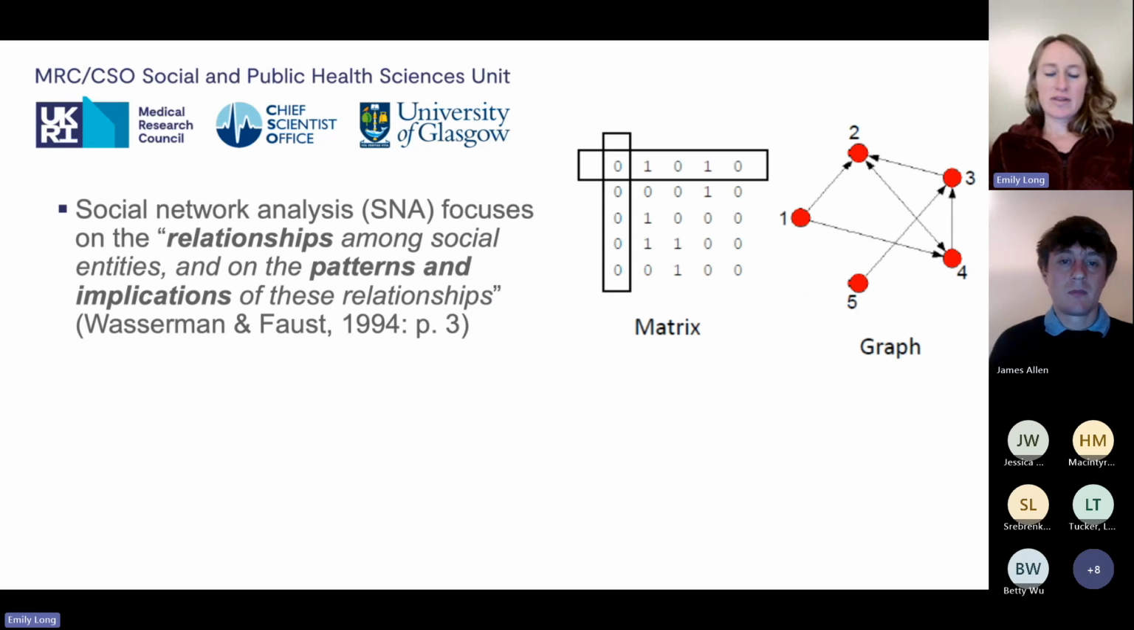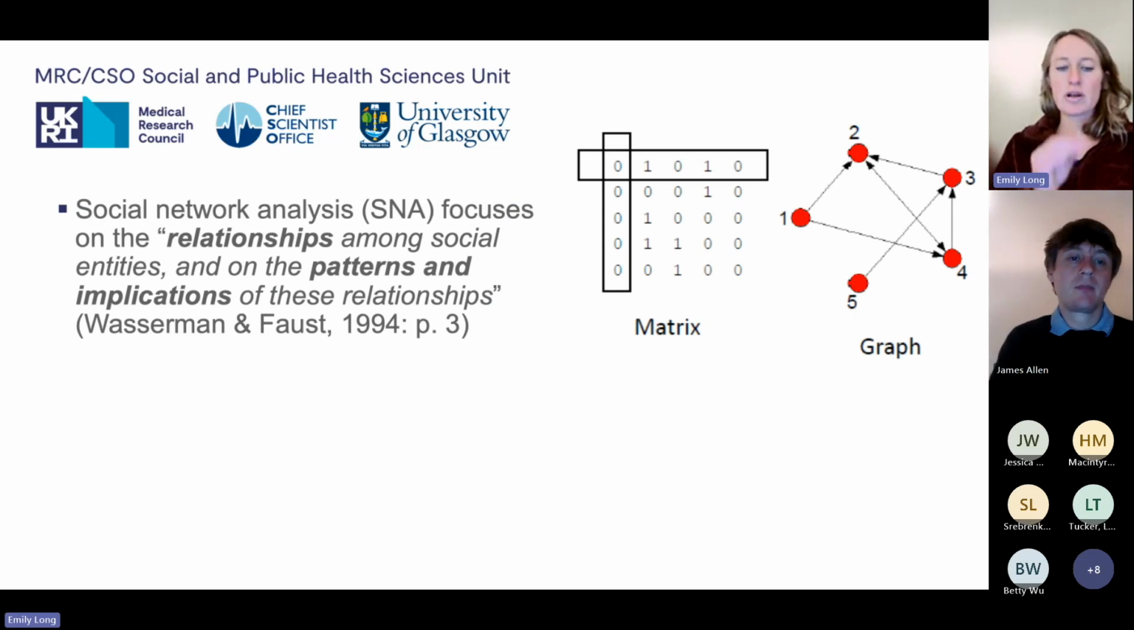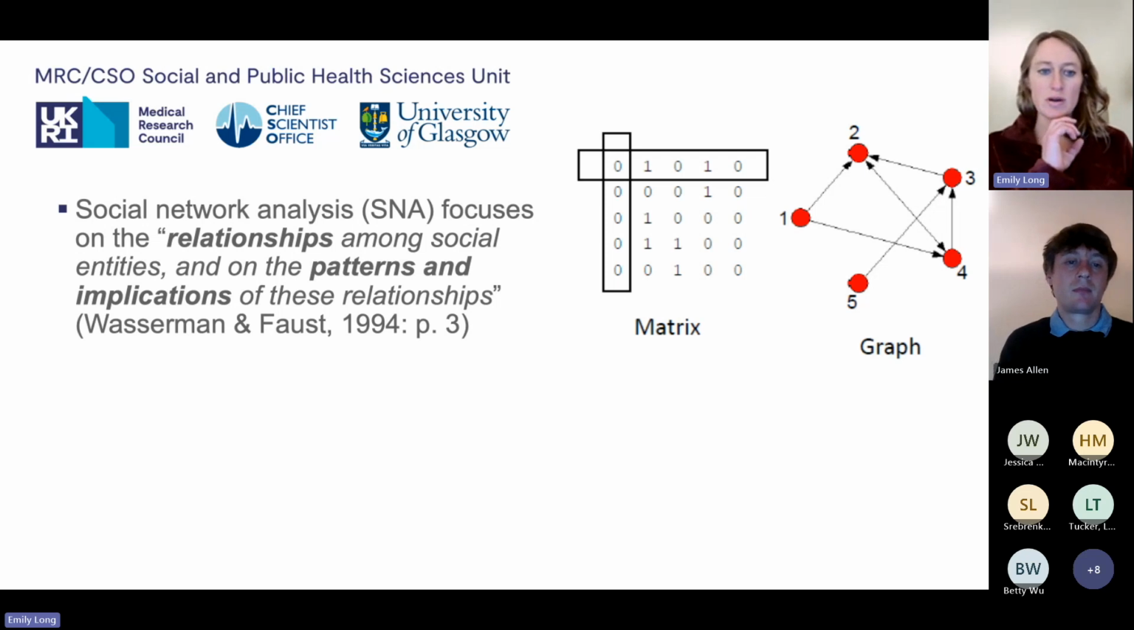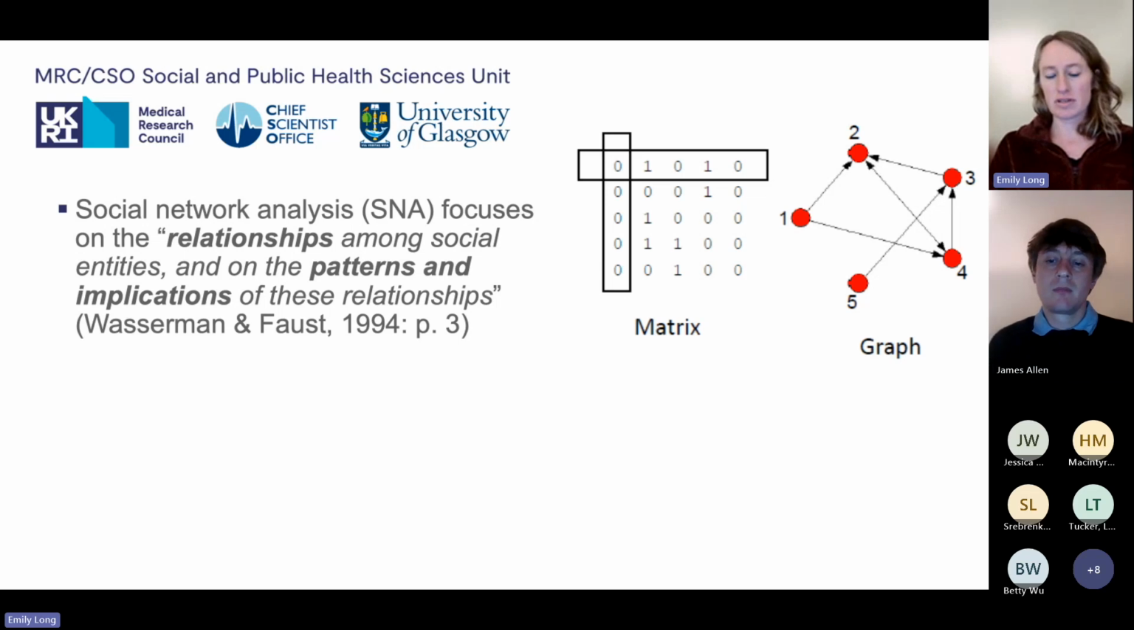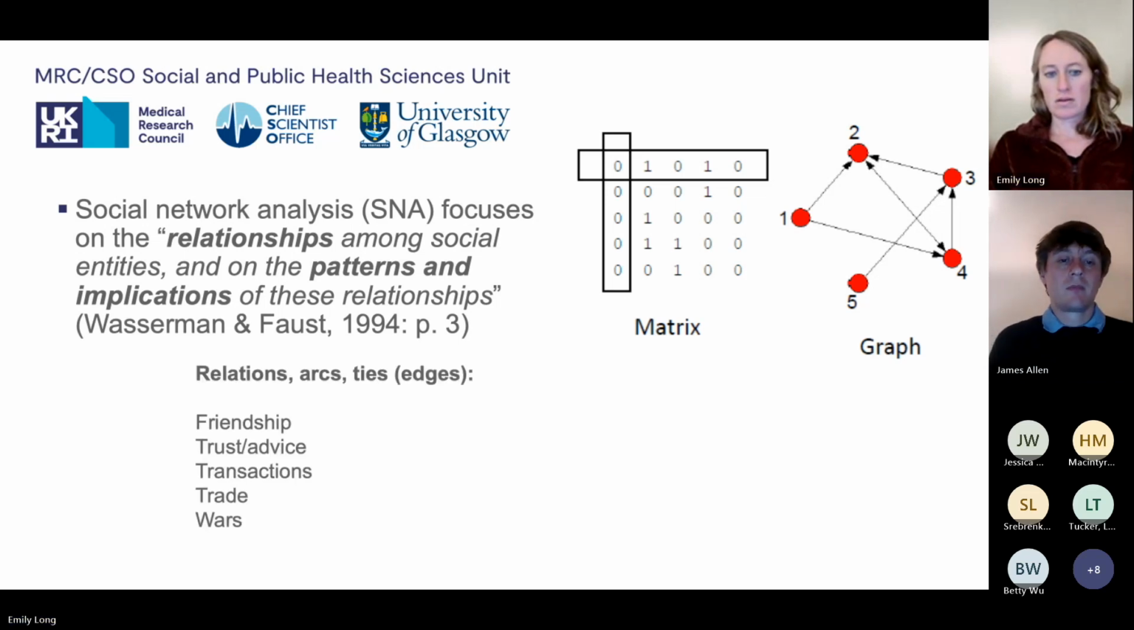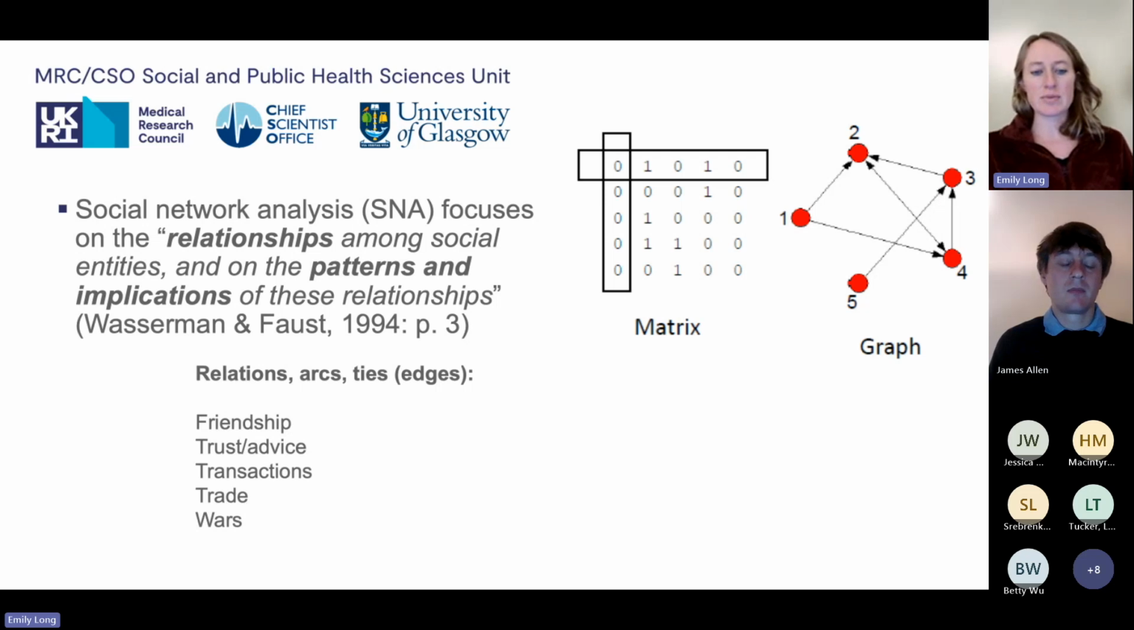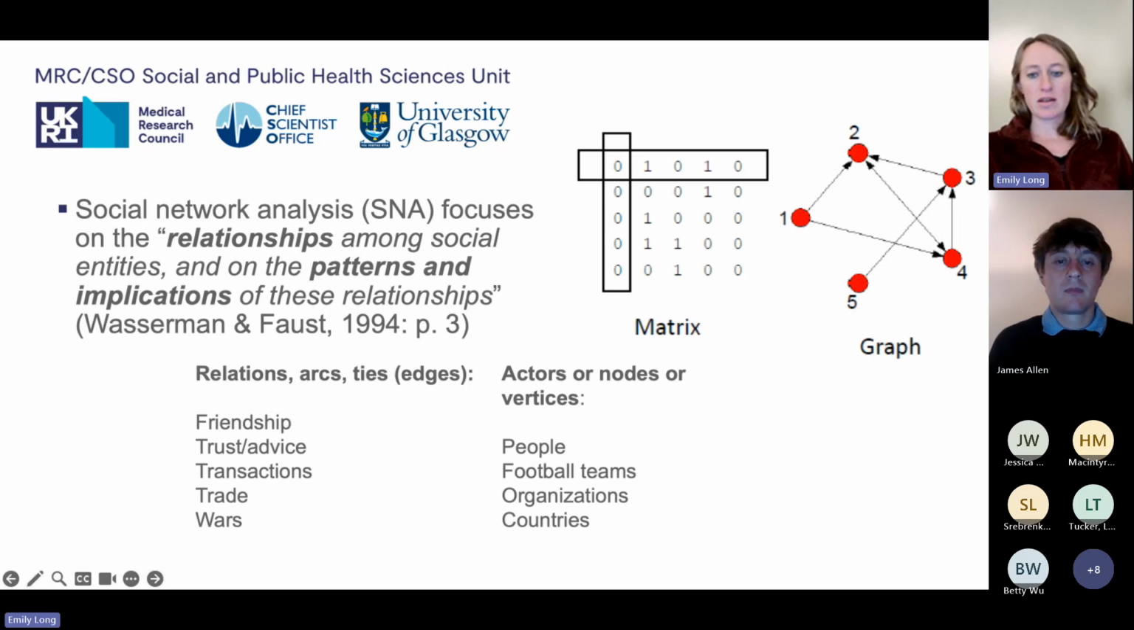So here is a famous definition of social networks. Social network analysis focuses on the relationships among social entities and on the patterns and implications of these relationships. For example, you can have different types of relationships amongst entities. You could have friendship, you could have advice, you could have some form of transaction that goes between entities. You can even have things like trade or wars. And then for the nodes, there's a bunch of different names. You have actors, nodes, or vertices. They all basically mean the same thing.